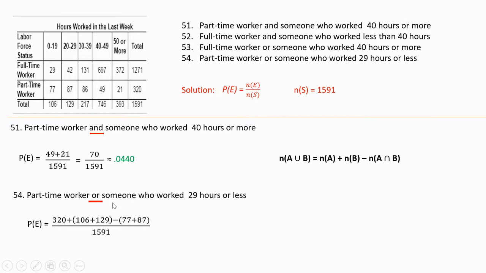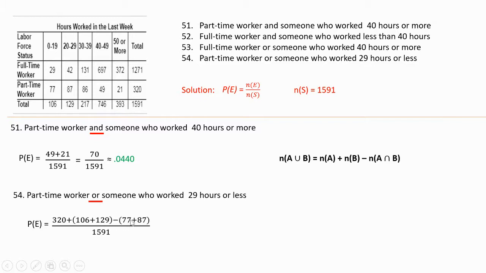Let me see, part-time worker or someone who worked 29 hours or less. So 29 hours or less, wouldn't it be these two here, right? Because you see these are 29 hours or less. From these two are considered 29 hours or less. So we go here to the total, right? That's why it's going to be 129 plus 106.